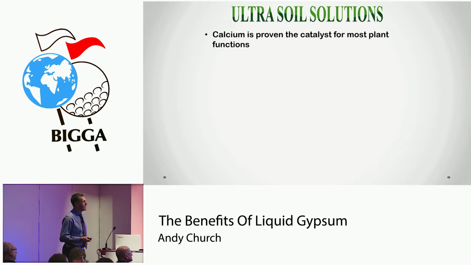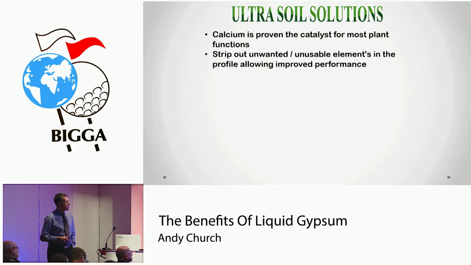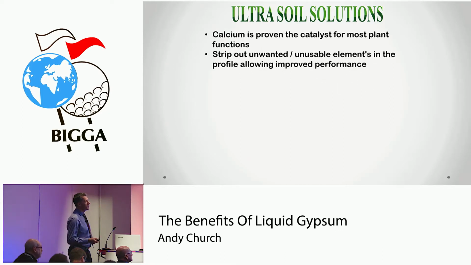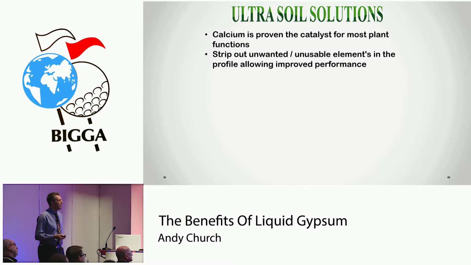Calcium is a proven catalyst for most plant functions. Strip out unwanted, unusable elements in the profile, allowing improved performance. Going back to the fruit growers, as I say, they take a snapshot of exactly what's going on. They see what's inhibiting the soil, what's stopping their plant from performing, and they strip it out with the calcium sulphate liquid gypsum application.